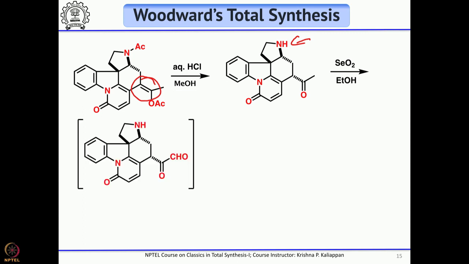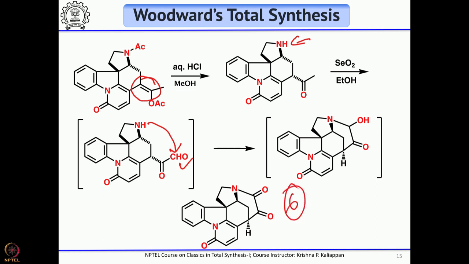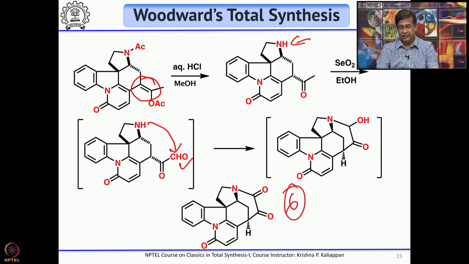COCHO. So that's the first step, it forms COCHO. Now this NH intramolecularly will attack the CHO to form the aminol. Now the aminol again will get oxidized with selenium dioxide to get the keto lactone. So now if you look at this carefully, we have made 6 rings, okay, 6 rings are done. So the 7th ring, that 7 membered ring, has to be done.